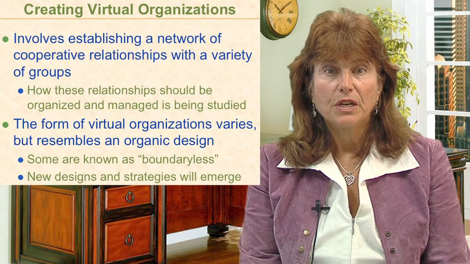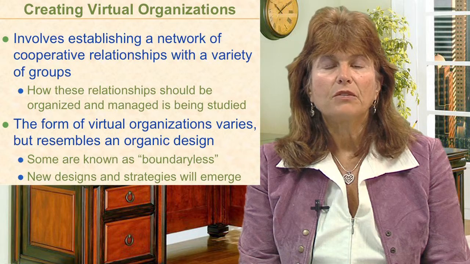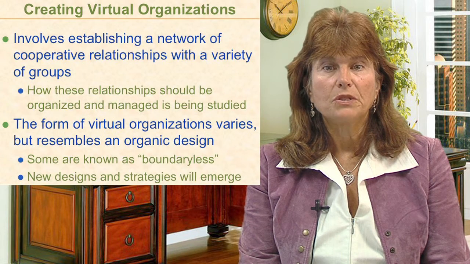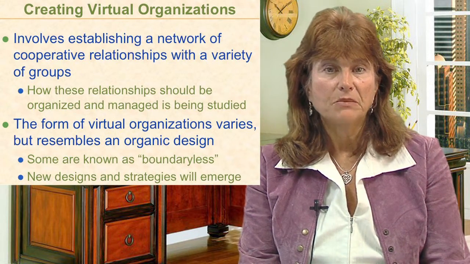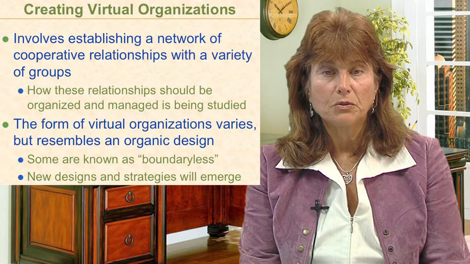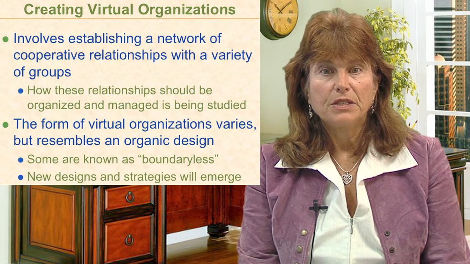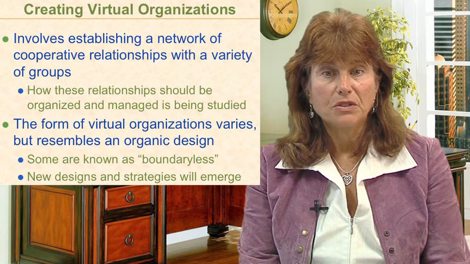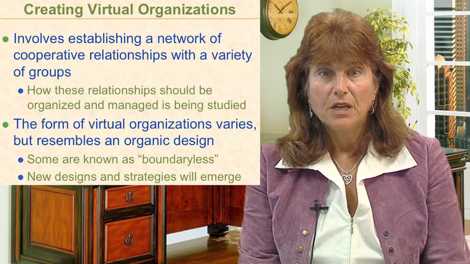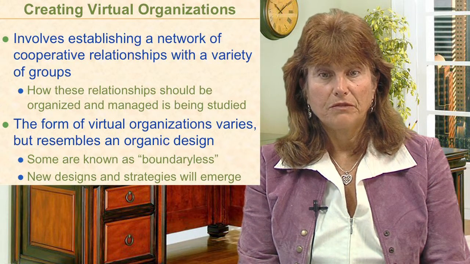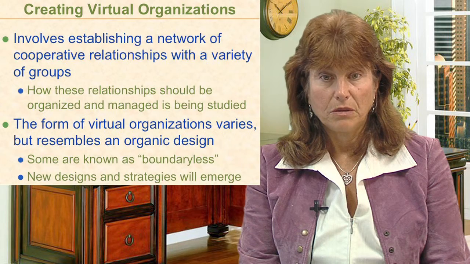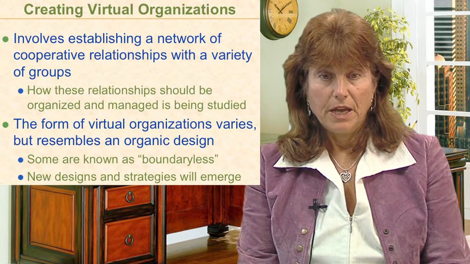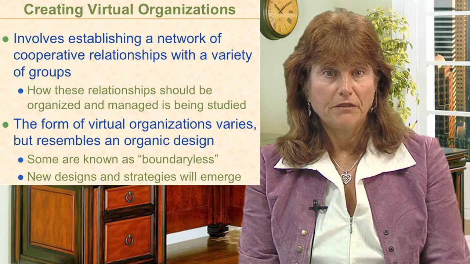One of the things we talked about in our learning objectives in the beginning of the chapter was how we create virtual organizations. And this is where we establish a network of cooperative relationships with many groups, and maybe they don't house themselves in one particular area, but become sort of virtual and organic. And these are really known as boundaryless types of organizations. These are new designs and strategies that are taking place. eBay is probably a good example of a virtual organization of how so many people can list products and sell them on a different kind of organizational structure.